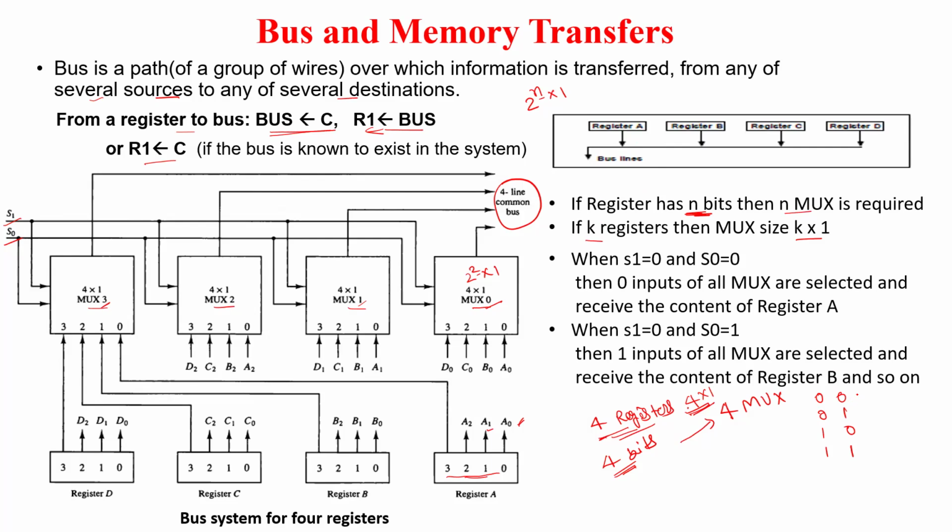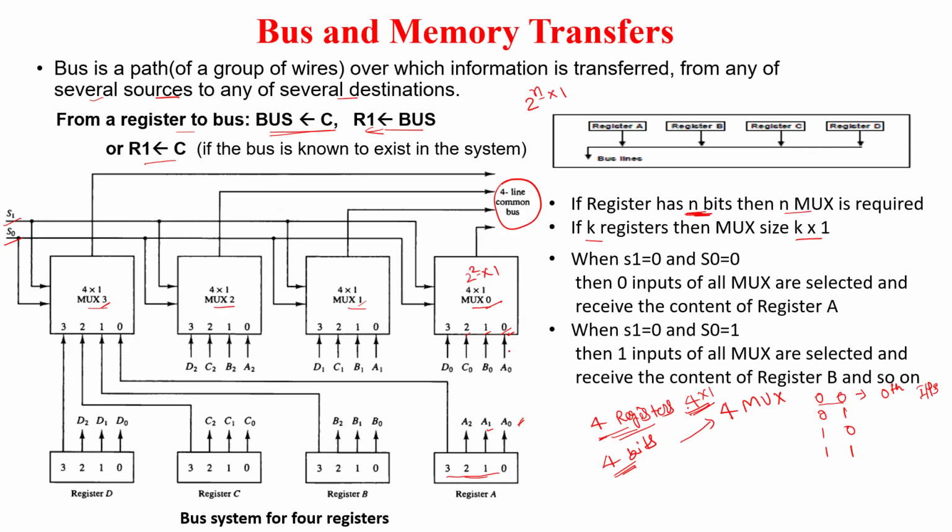So when we have 0 0 on the selection lines, it is going to select the first input, or as per the numbering given, 0, 1, 2, 3, the 0th input of each multiplexer will be selected. Which input? 0th, since the counting starts from 0, 1, 2, 3. Or you can say the first input. So we'll write here that the 0th inputs of each multiplexer are selected.